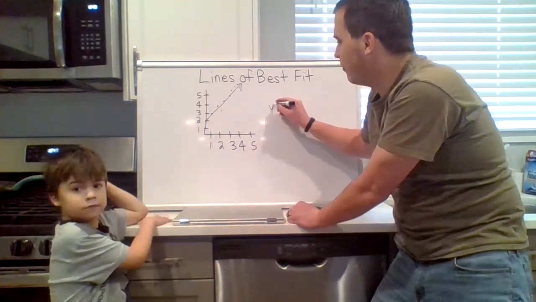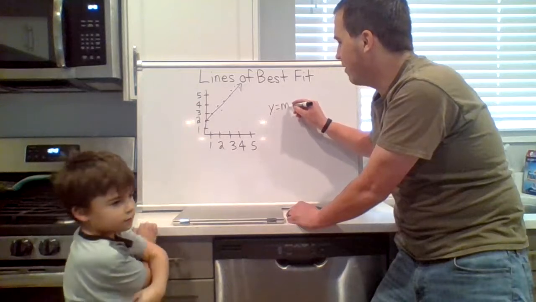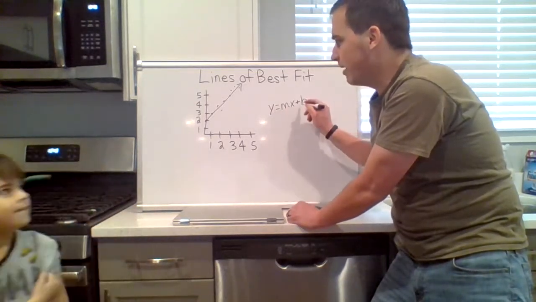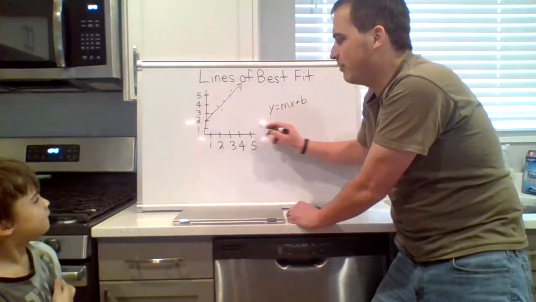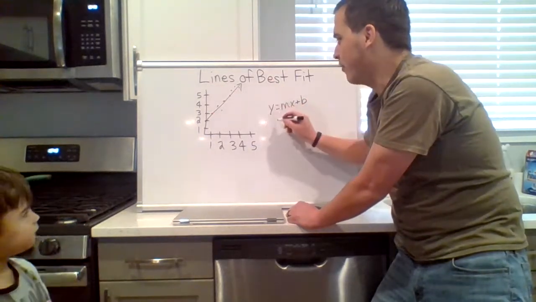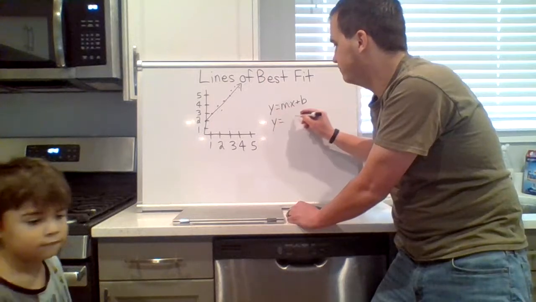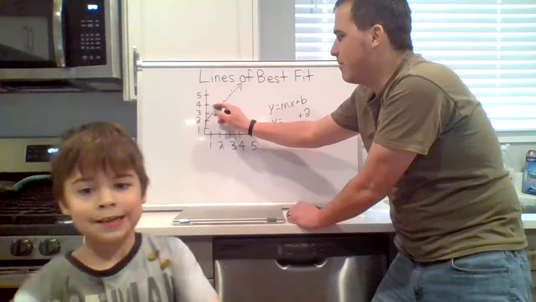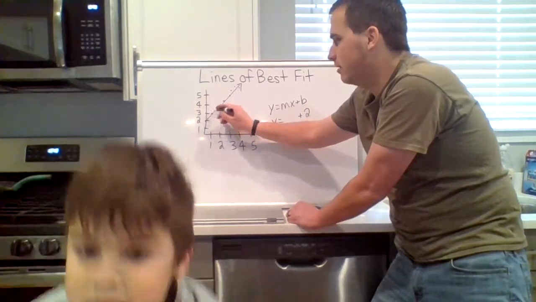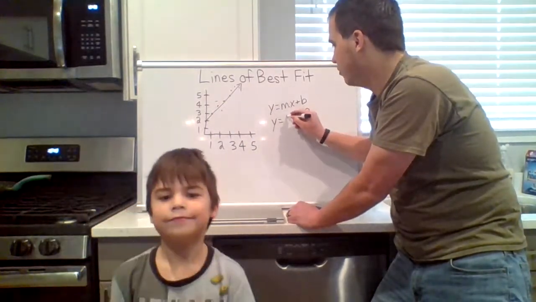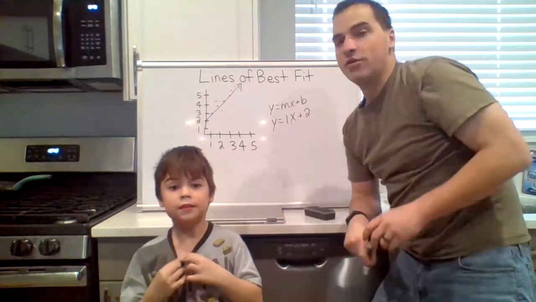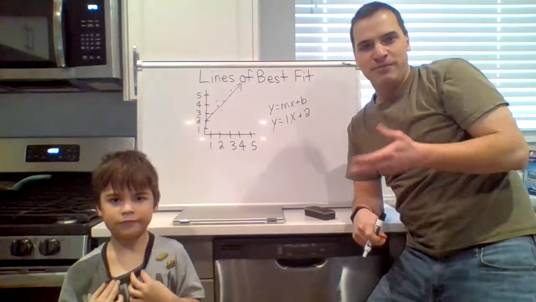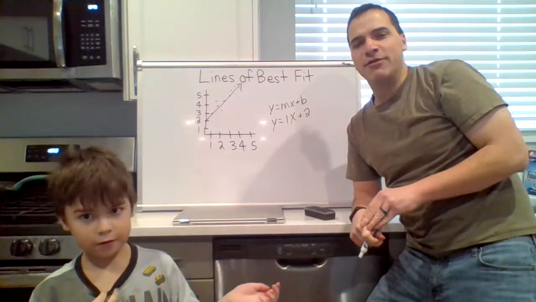So remember, an equation is y equals mx plus b. B is the y-intercept. The line crosses approximately at 2. The slope, how much it goes up, how much it goes over, it's about 1. So 1x plus 2. So for our data, our best approximation for a line to make it work is 1x plus 2.